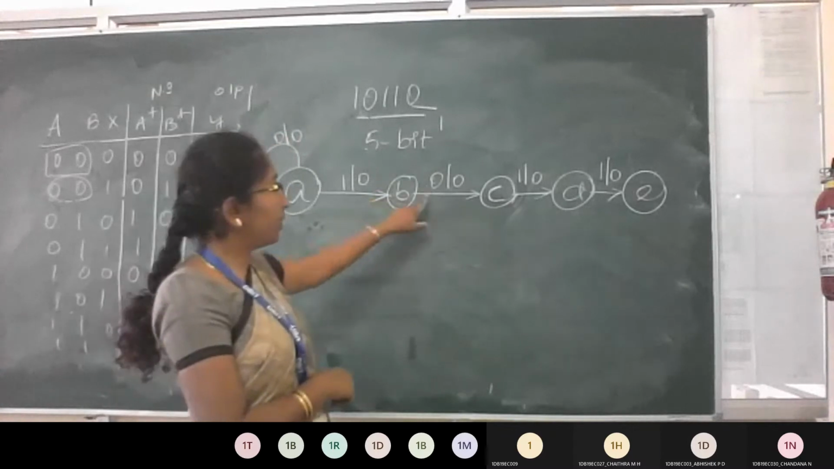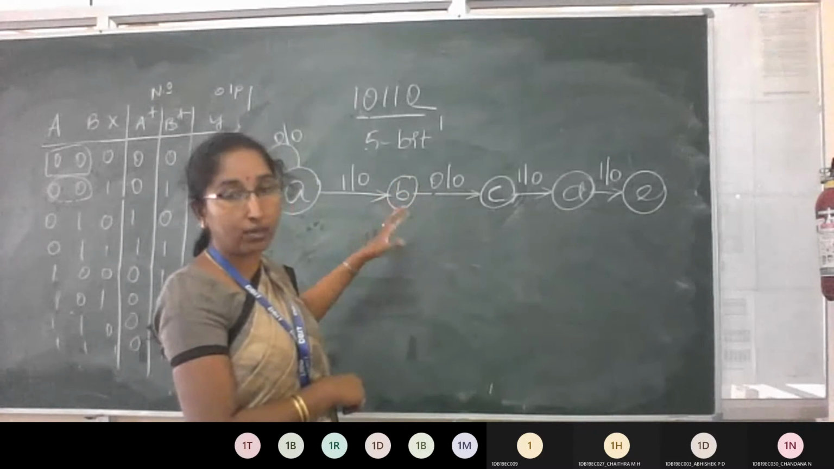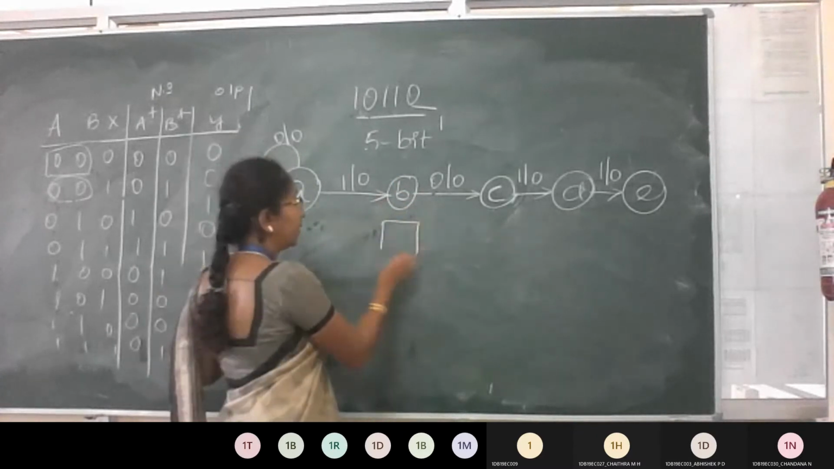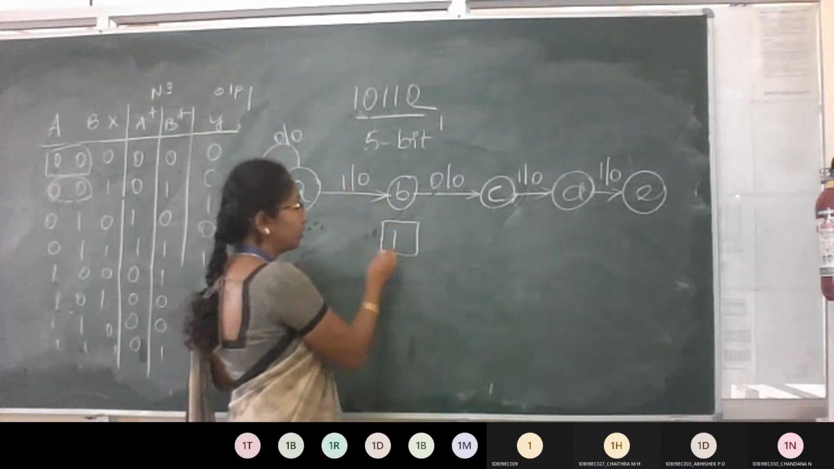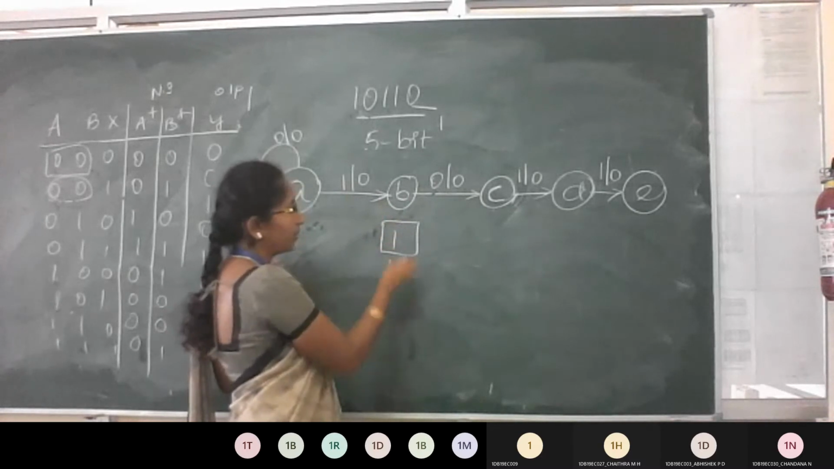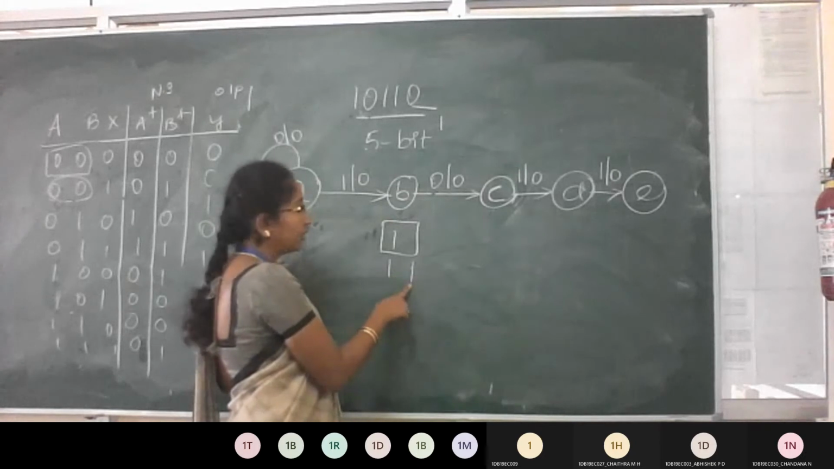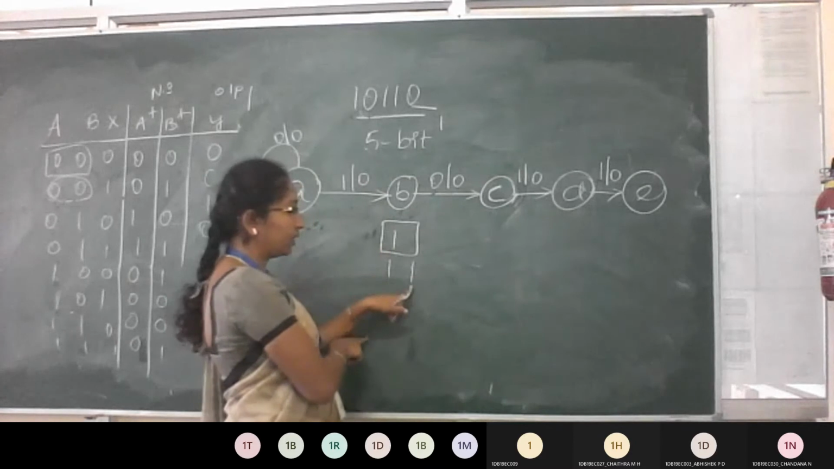Similarly for B, when x is 0, you are going to C. But I don't know where I have to move when x is 1. So what you have to do is write the bits you have received, which is 1. With 1, when x is 1, I need to find out. You write 1. So this is the bit to be received and this is when x is 1.